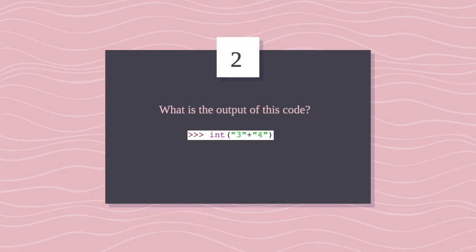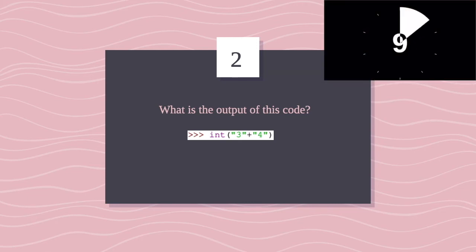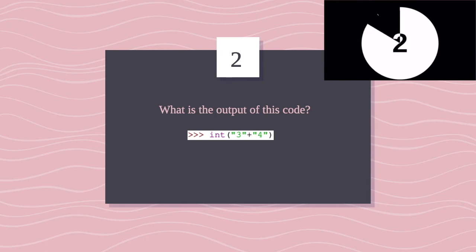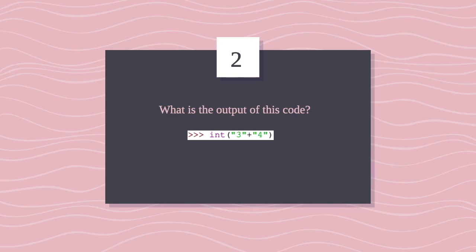Now the next question. What is the output of this code? Again, I'm waiting for 10 seconds, so let's go. Here's the answer. 34. 3 and 4 are individually strings. So as soon as they come together, they become 34, but it's a string format. But since we're converting it into an integer, it will finally become the integer 34.